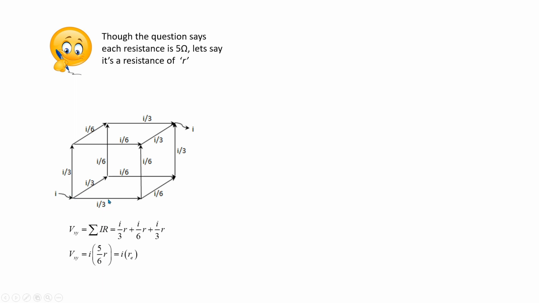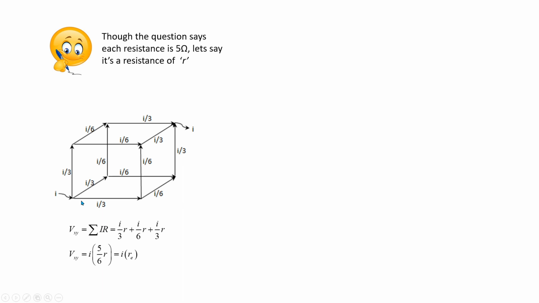As all three are identical, it will equally split into I by 3 on each of the branches. So we have I over 3, I over 3, and I over 3 in all three branches. And let's consider this first branch. Once I over 3 comes here, there are only two paths for the current to go, either this way or this way, and these two are identical. So I over 6 goes on this route, and I over 6 goes on this route. So here we have I over 6.